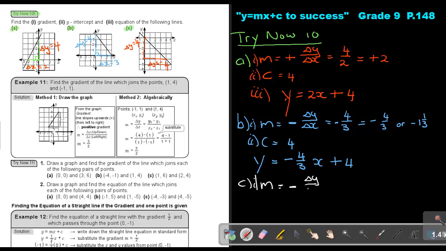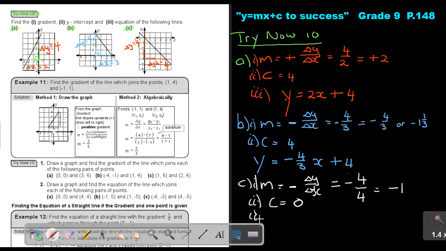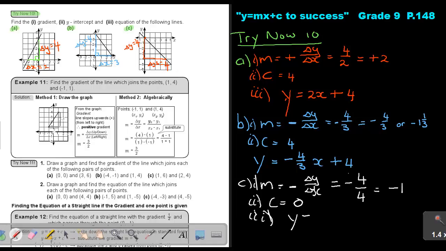Delta y over delta x, which will be delta y is going to be negative 4. Keep your negative over 4, which is going to be negative 1. What is my value of c? My value of C, now it's going through the origin. Can you see through the origin? So my value of C is 0. So what will be my equation? Let's just move this so that we have space. So my equation is y equals negative x.